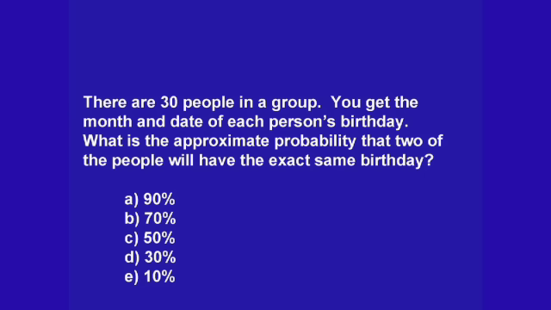So now we're going to turn to thought. There are 30 people in a room, 30 people. Just imagine there's groups of 30 here. You get the month and date of each person's birthday. So it's not the year they were born, but it could be December 1st or February 5th or something like that. What is the approximate probability that two people will have the exact same birthday?